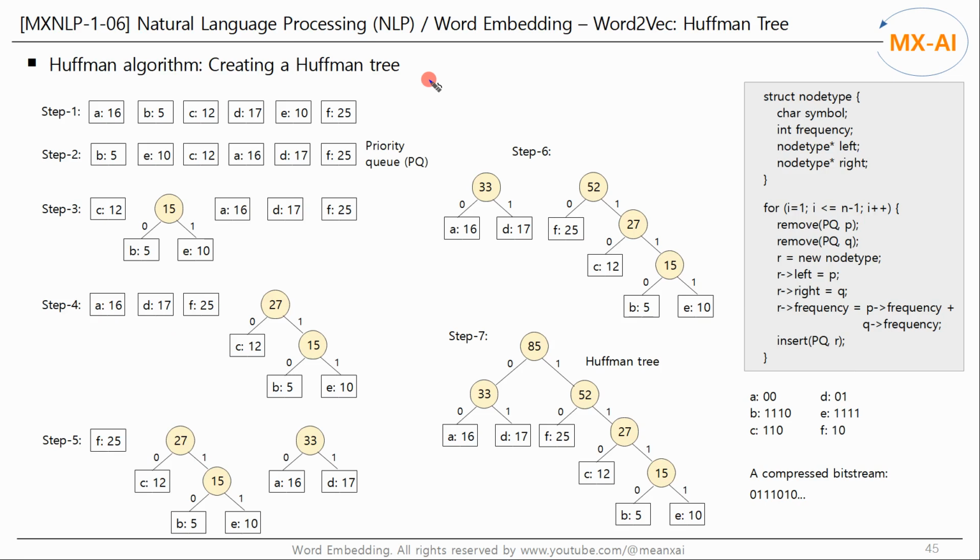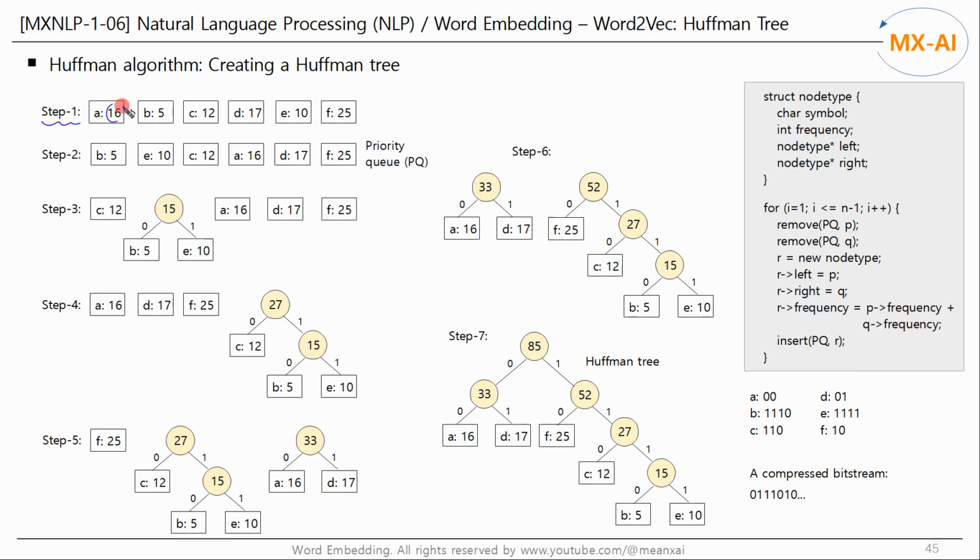Next, let's look at the Huffman algorithm for creating a Huffman tree. Huffman developed a greedy algorithm that produces an optimal binary character code by constructing a binary tree corresponding to an optimal code. A code produced by this algorithm is called a Huffman code. Let's go through this algorithm step by step with an example.